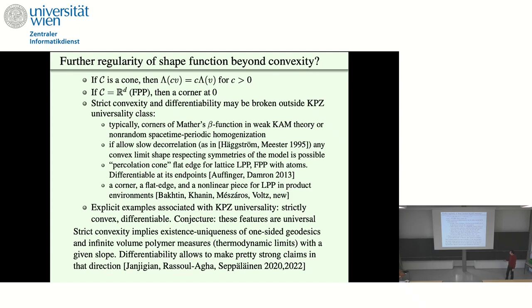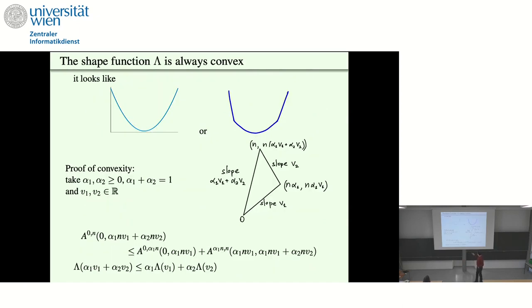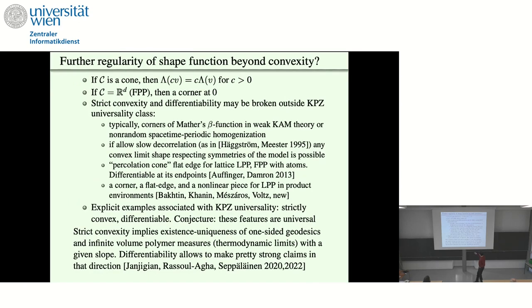Everybody believes that these features, strict convexity, strong convexity, and differentiability in all directions, are universal. So they should hold true for a vast collection of models, essentially coinciding with the KPZ universality class. But there's a gap in our understanding. We have just a few models where the shape function is precisely known, and there's a gap between those and this claim. These features are supposed to be universal, but we know about them only for a handful of models with symmetries.